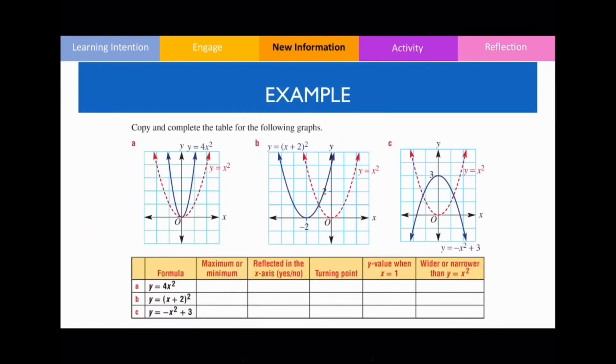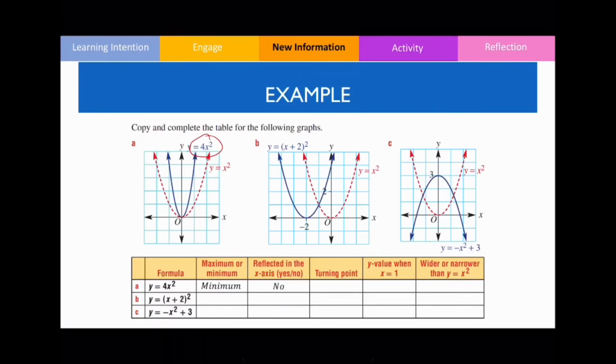I'm going to go through one more example before I end today's video. This question from exercise 7a wants you to copy and complete the table for the following graphs. For part A, you need to identify whether the turning point is a minimum or maximum. In this case, 4x squared is going to be a minimum. Is it reflected in the x-axis? Do you have an unhappy face parabola? No, you don't. So there's no reflection present.